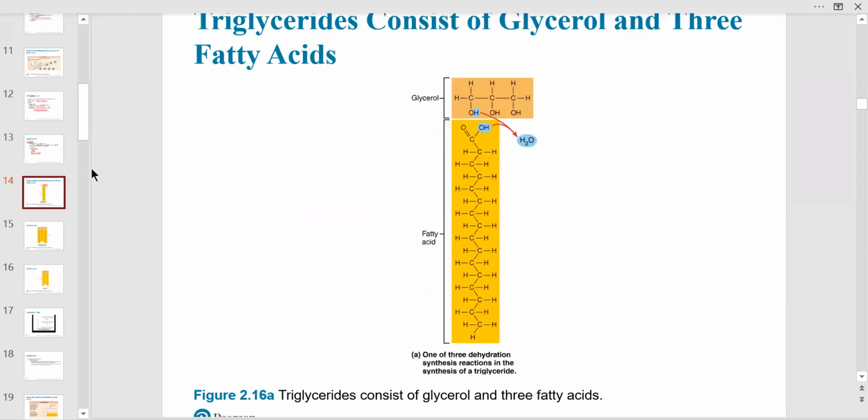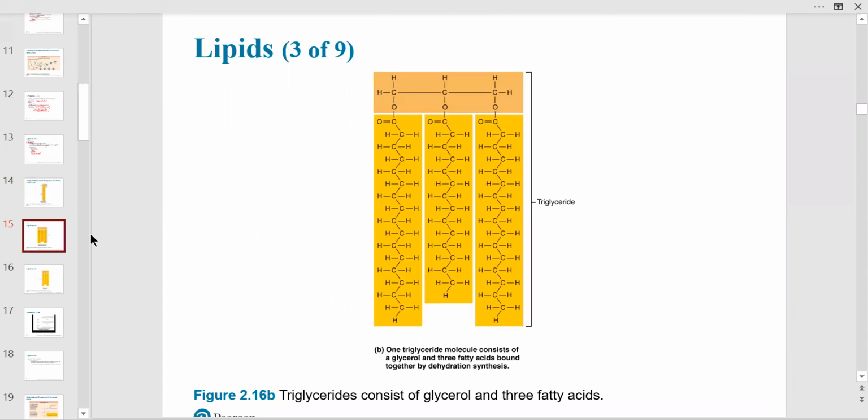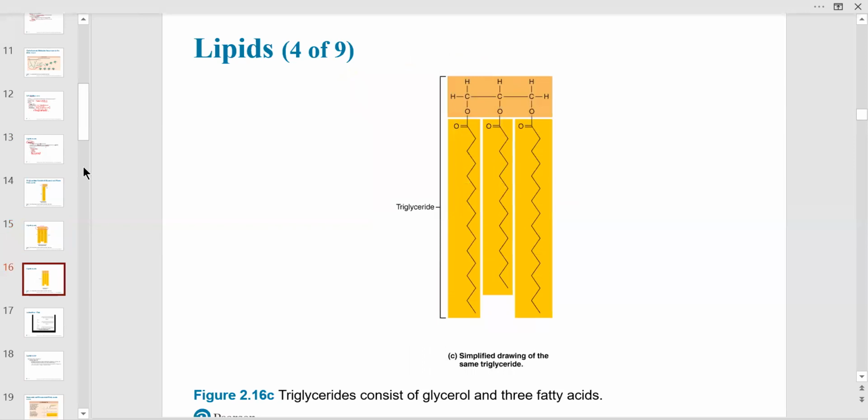Okay, this is a glycerol with one fatty acid. So let's jump to the triglyceride, which has three fatty acids. One of them is unsaturated and the other two are saturated, but you don't need to know that. Just know that there's a glycerol and three fatty acids. So there are yellow things, one, two, three fatty acids bound to a glycerol. You should kind of know what that looks like compared to glucose, right?